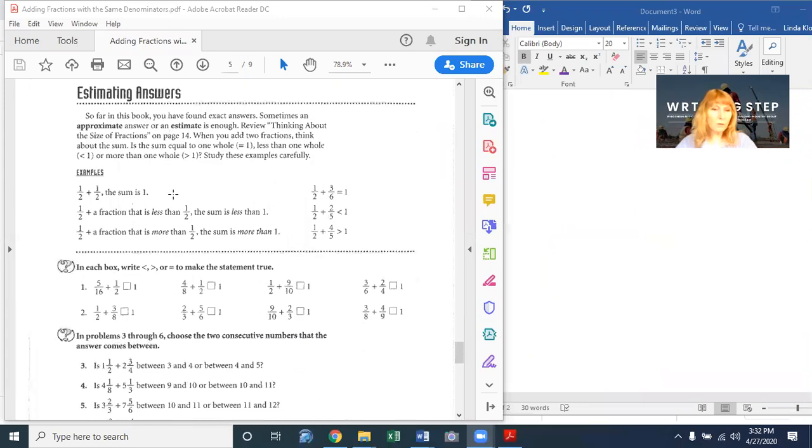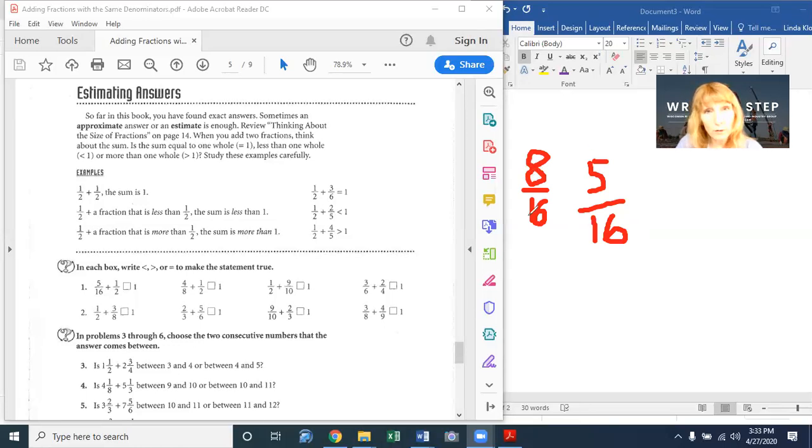Estimating answers. This can seem a little weird at first, but it's really not that bad once you understand what you're doing here. So let's take a look at this right here, number 1. 5/16 plus 1/2. So half of 16 is what? Half of 16 is 8, right? That's exactly half. So if the first one is 5/16, is that less than a half or more than a half? Compare the 5 and the 8. 5 is less than 8, so 5/16 is less than half, right? 8/16 will reduce down to half.